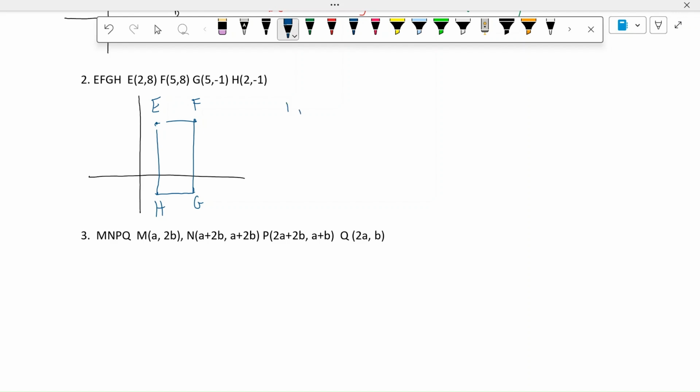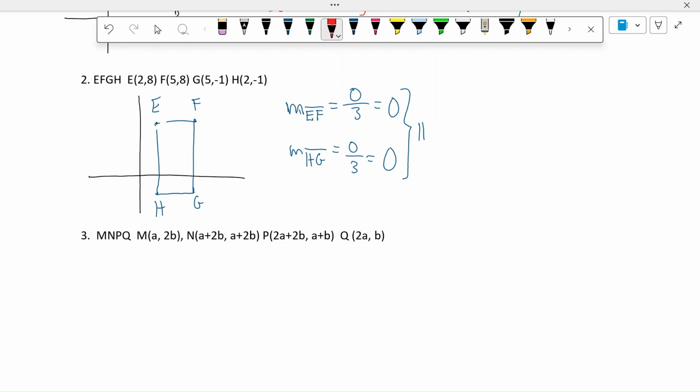So I'm going to go after the slope of EF first. So EF, 8 minus 8 is 0. 5 minus 2 is 3. That simplifies down to 0. Slope of HG, this is the one that's on the other side, so hopefully they're parallel. -1 minus -1 is 0. 5 minus 2 is 3. If you simplify those, you get 0. So these two lines both have a slope of 0, which means they're parallel. Anytime you have a slope of 0, that means you have a horizontal line. These lines are directly going side to side.